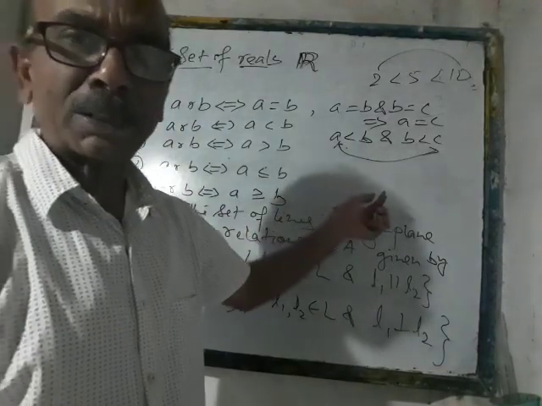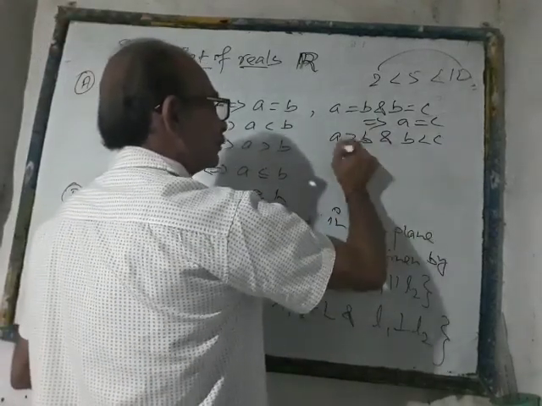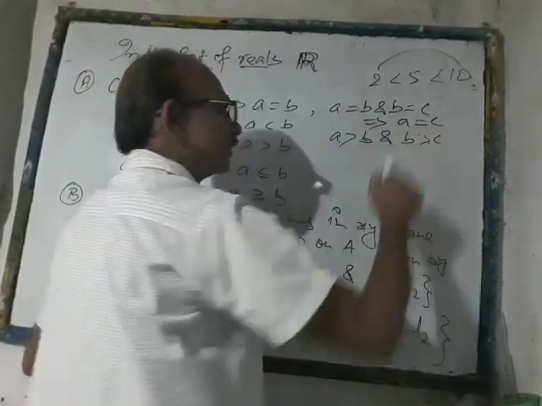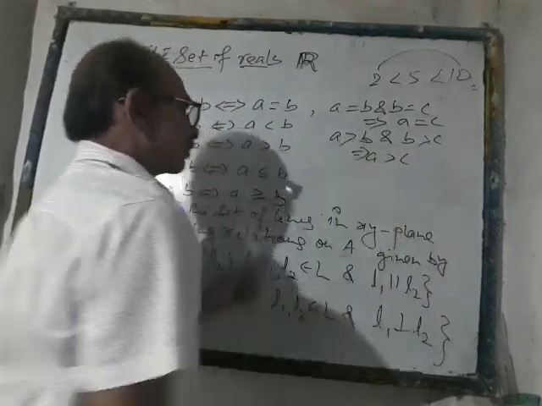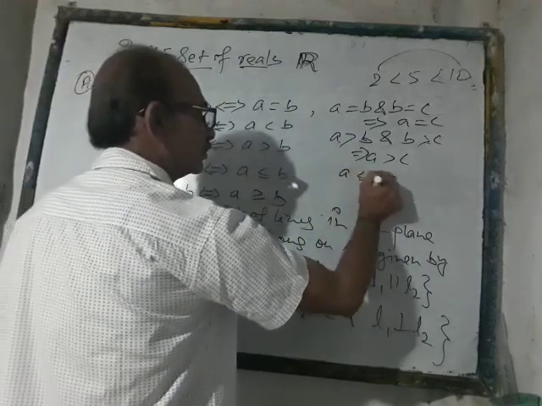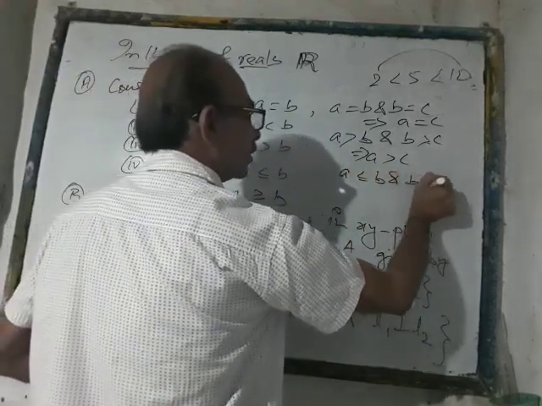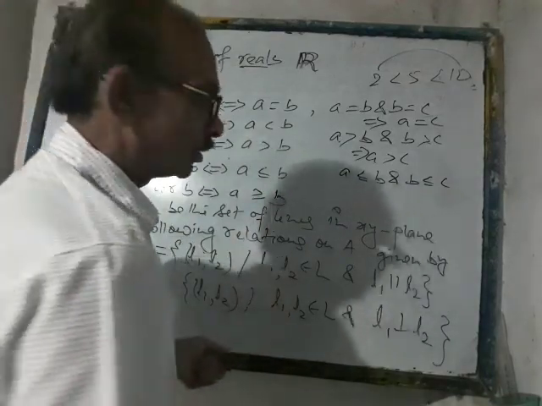Same argument can be given for greater than also. Means what? If A is greater than B and B is greater than C, naturally A would be greater than C. Right? Again, for less than or equal to, A is less than or equal to B and B is less than or equal to C, then A will be either less than or equal to C.